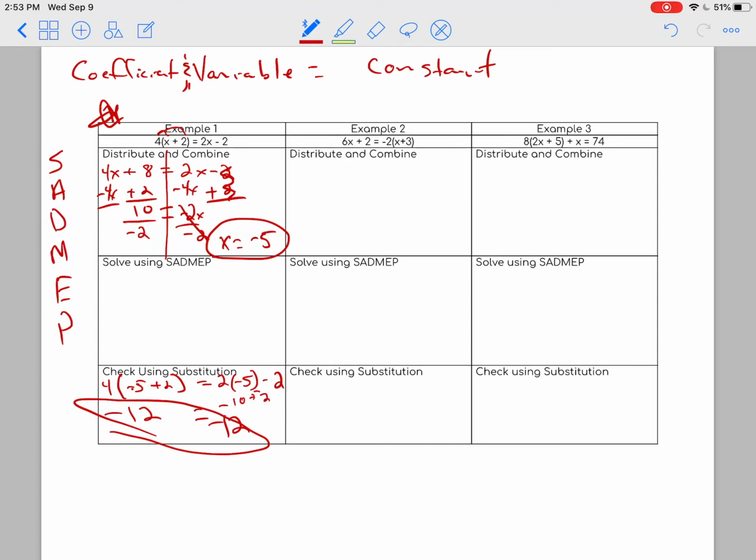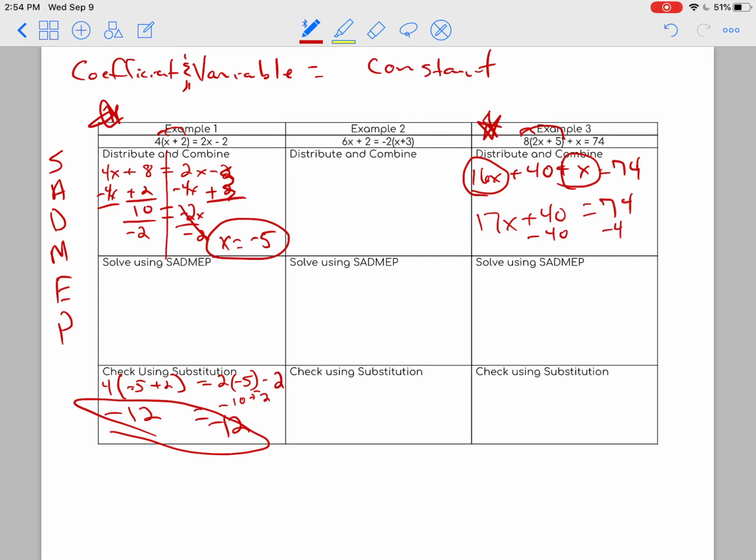Okay, let's do one more. Let's do this one right here, and then we'll try to keep the video short. Distributing the 8, I got 16x plus 40, plus x equals 74. Well, I can combine like terms, the 16x and the x. And that's 17x plus 40 equals 74.